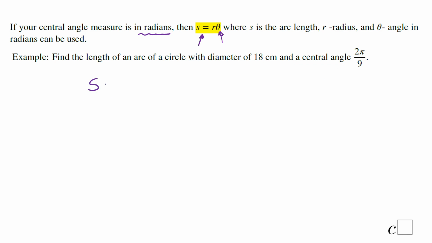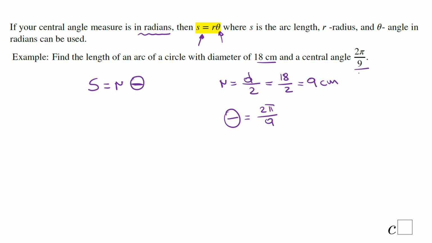So S equals R times, and this fancy letter, it's the Greek letter theta. Okay, so we need the radius. The radius will be half of the diameter. So in this case, it's going to be 18 divided by 2. That would be 9 centimeters in case you need the unit. The central angle given to us is 2 pi over 9 right here.